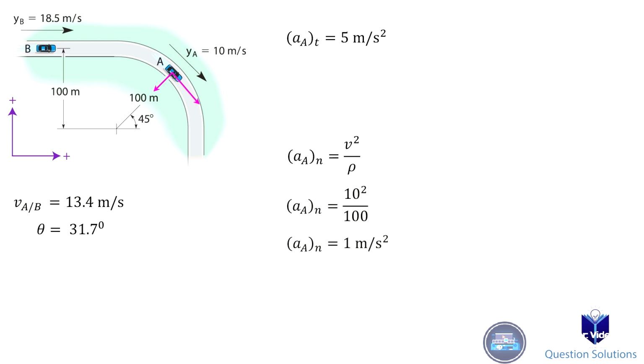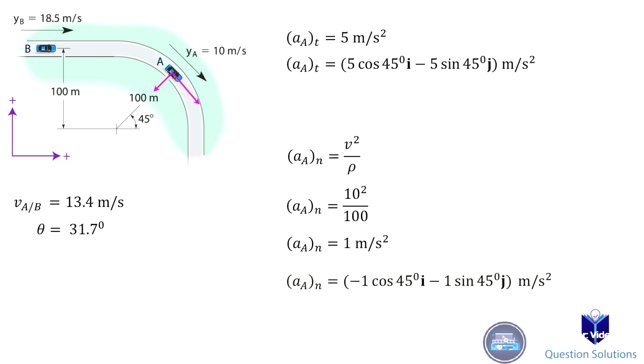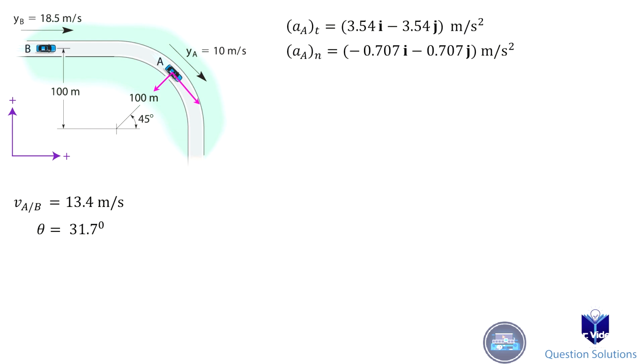The acceleration can be written in components using both the normal and tangential acceleration. So for the tangential acceleration, we have the i component and the j component. For the normal acceleration, we have these components. Let's simplify them. The acceleration can be written as the addition of these components. For car B, we only have tangential acceleration, and so acceleration can be written as just one component.